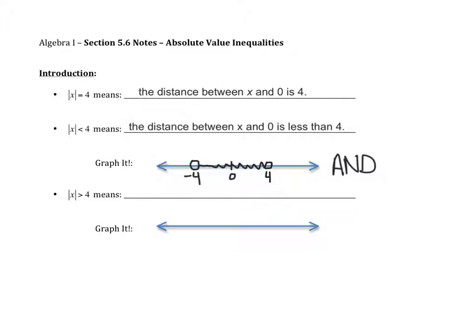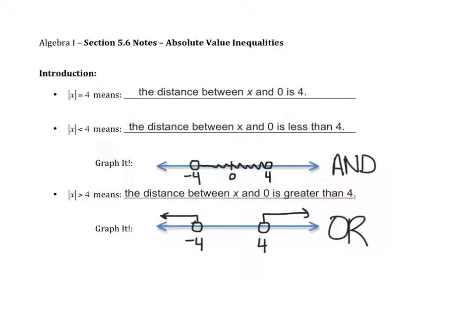So now let's look at what happens when the absolute value of x is greater than 4. That means that the distance between x and 0 this time has to be greater than 4. So once again, absolute value of x equals 4 means it's -4 and +4. So this time it's going to be outside of -4 and +4. So it would look like this on the number line. So if you can see here, this time it was greater than 4 and ended up being an or situation.